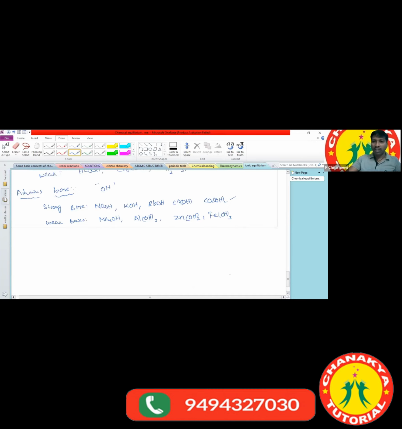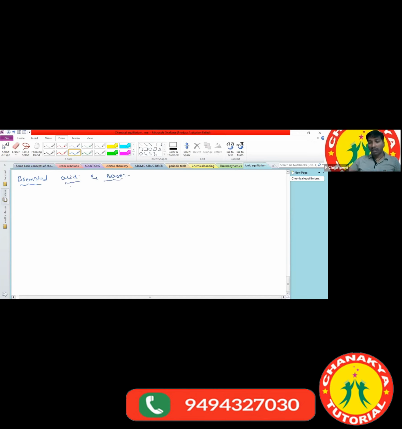According to Bronsted, he has also given a definition for acids and bases. Bronsted acid and base. Sir, what is the Bronsted acid? The Bronsted acid is the substance which releases the H plus ion. That means proton donors are called acids according to the Bronsted-Lowry theory. According to the Bronsted-Lowry theory, a proton donor is called a Bronsted acid.